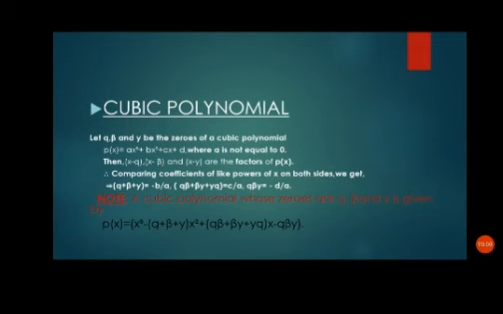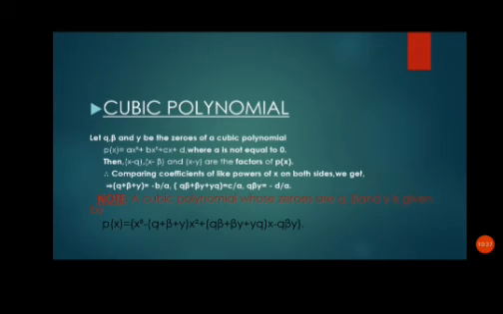Moving forward to the relationship between zeros and coefficients of a cubic polynomial. Let alpha, beta and gamma be the zeros of a cubic polynomial p(x) equals ax cube plus bx square plus cx plus d, where a is not equal to 0. Then x minus alpha, x minus beta and x minus gamma are the factors of p(x). They are all signs of alpha, beta and gamma.